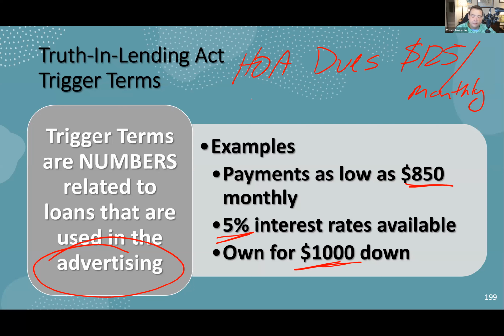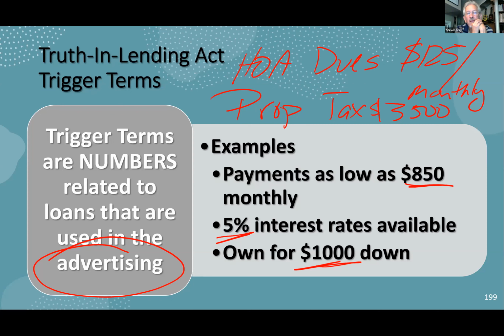Property taxes. Say you see something like this, property taxes of $3,500 a year. Trigger term or not? Nope. No, because you're going to have to pay property taxes whether you get a loan or not. You pay cash, you still pay property taxes. And it's still going to be the same bill. You get a loan, you're still going to pay the same $3,500. Does that make sense for everybody?